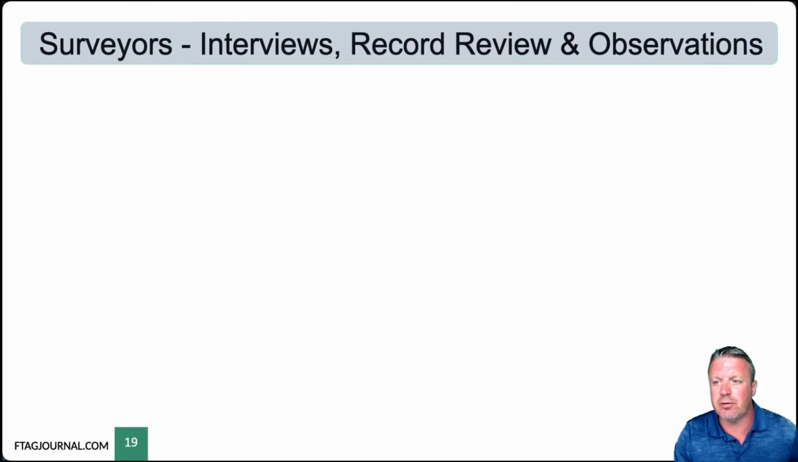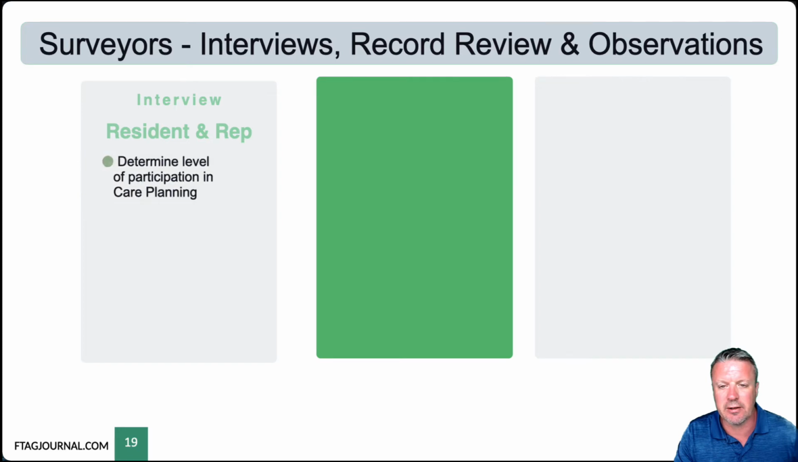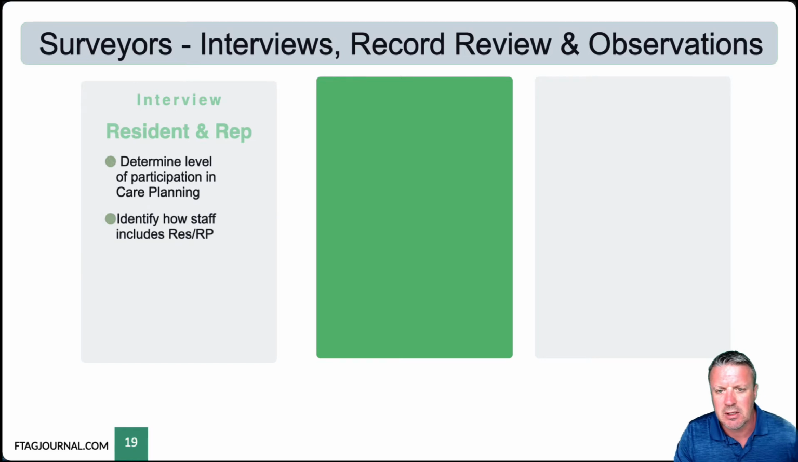Surveyor interviews, record reviews, and observations. The surveyor is going to come in, and they're going to talk to residents and talk to staff. The first thing they're going to do is try to determine the level of participation by the resident and representative in the care planning. They're going to identify how staff includes the resident and responsible party in the care planning process.